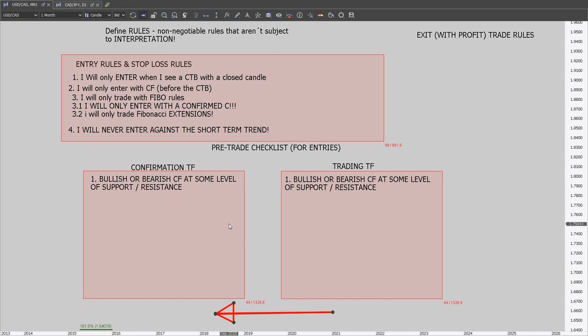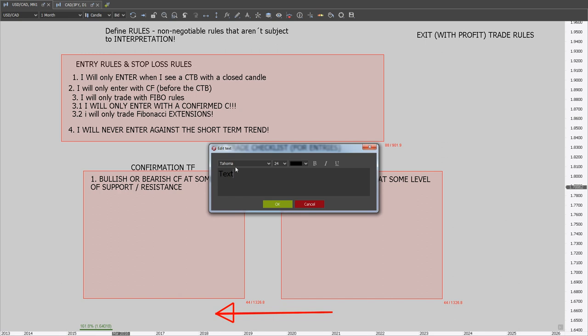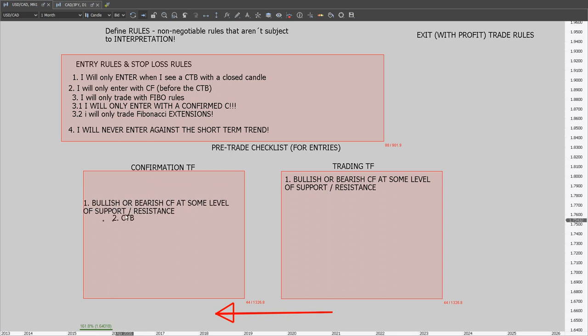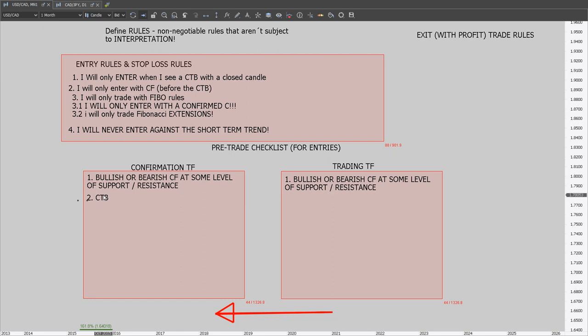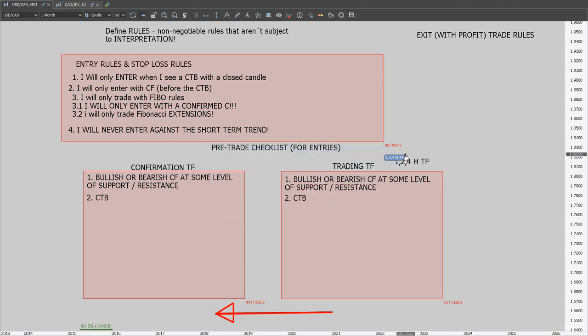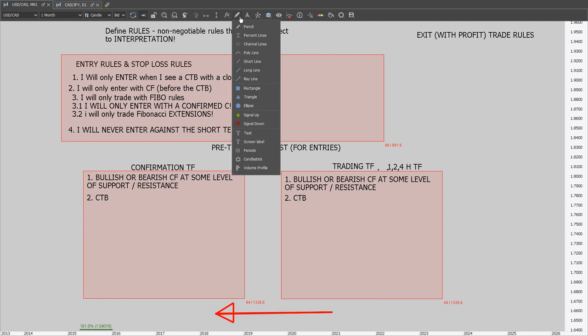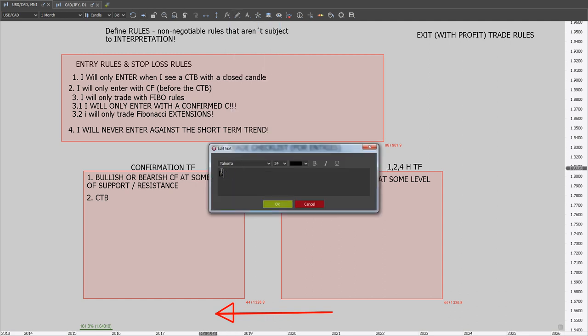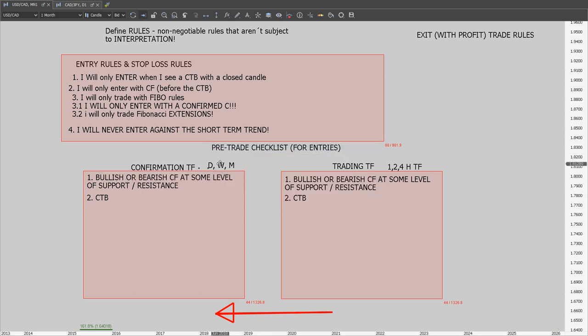Why is that? We learned this so far because the higher time frame controls the smaller time frame, right? So number two would be CTB, stands for counter trend line break, right? So this is one, this is two. So I want to see a counter trend line break on the 1 hour time frame, 2 hour time frame, whatever. So this is going to be 1, 2, 4 hour time frame. It's just an example. The trading time frame and the confirmation time frame is going to be the daily, the weekly, and the monthly chart. And you can mix them, right?